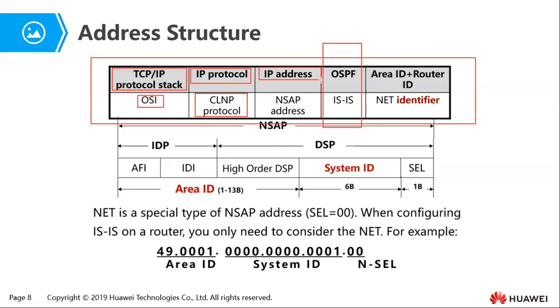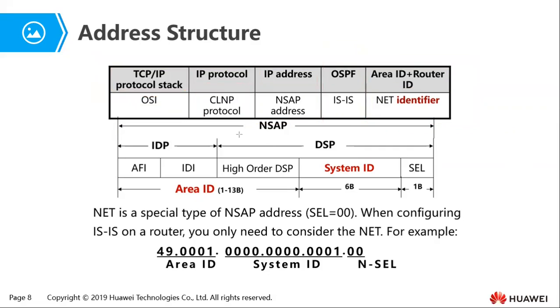This one uses an IP address to exchange routes, while this one uses an address called the NSAP address. Then to identify routers and areas, this one uses the area ID plus the router ID, which you already understand, while IS-IS uses the NET identifier. So I'm not going to go into details about the NSAP.